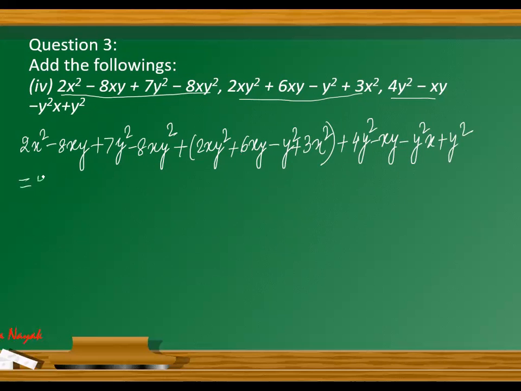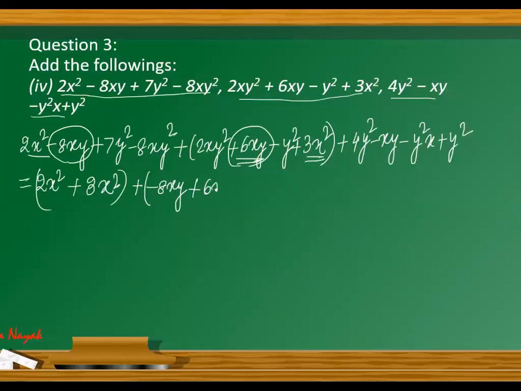So now combine the similar terms. Where is x square? Here is 2x square, plus 3x square. Then where is other x square? There is no more x square. In the third expression, see there is no x square. So one group finished. Next we'll go for xy. This is minus 8xy. Then here it is plus 6xy. Then in the third there is minus xy.